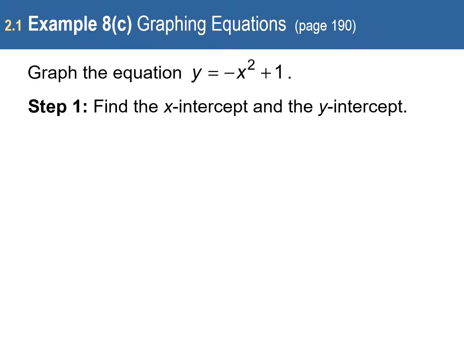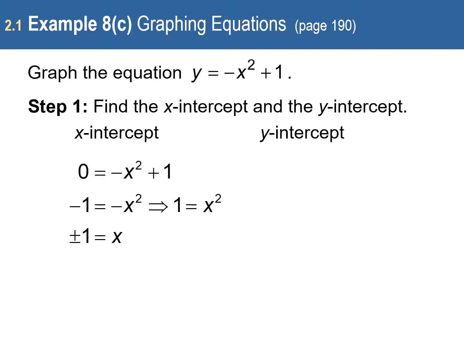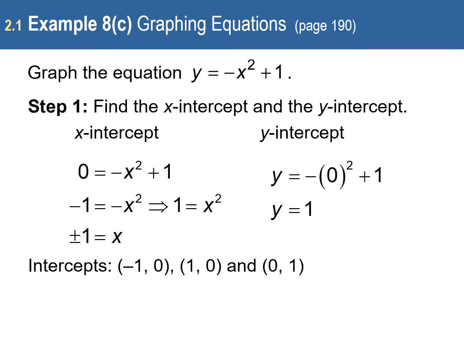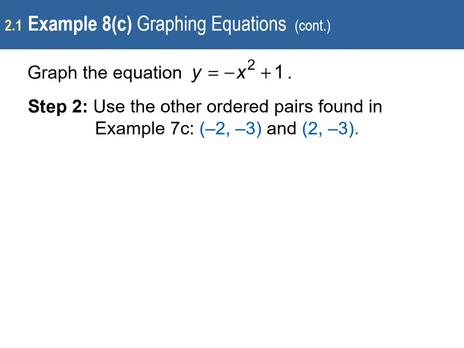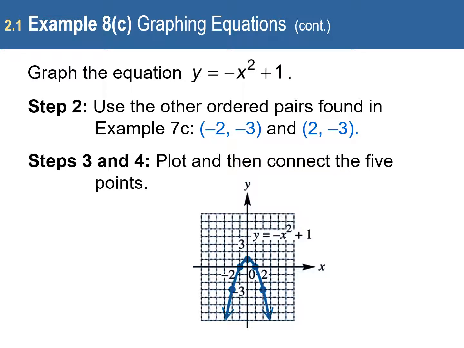Suppose I want to graph y is equal to -x squared plus 1. Now I need to find the x-intercepts and the y-intercepts. So to find the x-intercept, I set y equal to 0, and I get x is plus or minus 1. To find the y-intercept, I set x equal to 0, and I get y is equal to 1. So I have the intercepts (-1, 0), (1, 0), and (0, 1). I'm going to find other ordered pairs that I found in another problem, plot, and connect in a smooth curve.